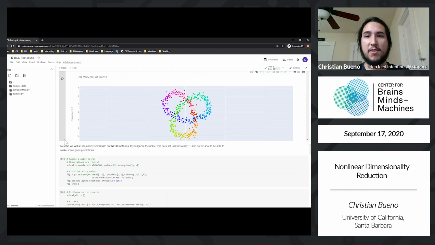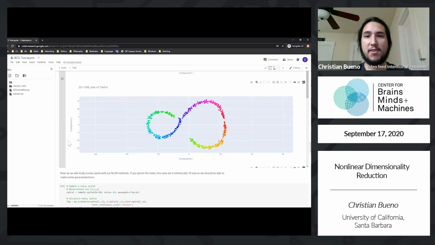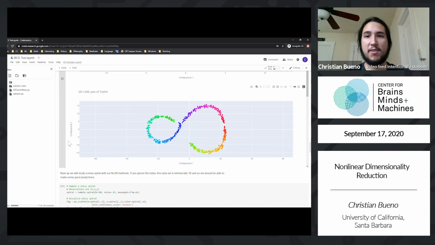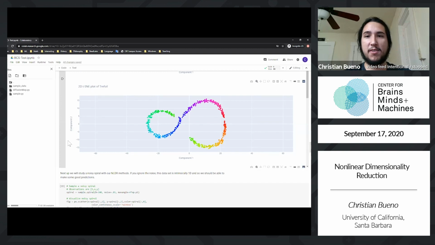Oh, so here we go. Yeah, t-SNE just tore it apart. And sometimes it'll do that. It likes to find clusters, it seems. And you can already see that it looks like it was about to break off another piece too.